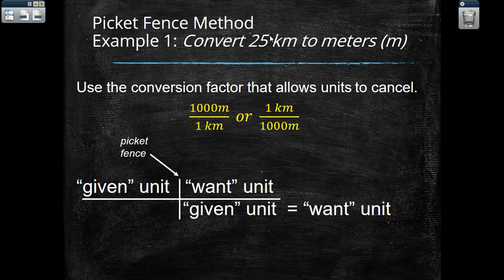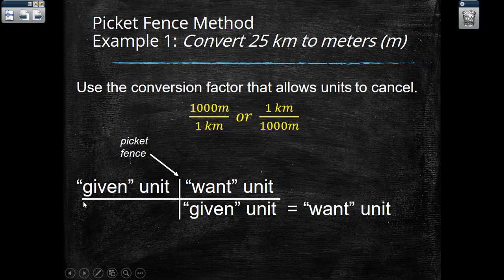You want to use the conversion factor that allows units to cancel out. So once again, if I look up here, I'm trying to convert 25 kilometers to meters. I've got to choose between 1,000 meters over 1 kilometer or 1 kilometer over 1,000 meters. Does it matter? Well, it does matter which one I choose. I just have to make sure I get it right.